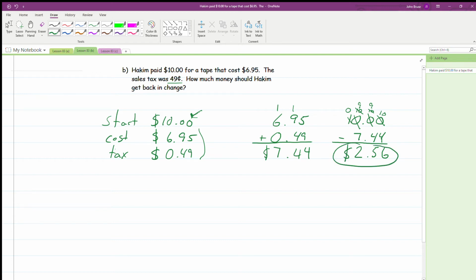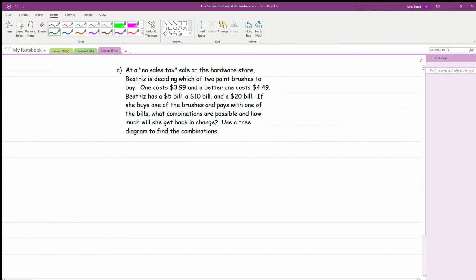Okay, we have one more for you. This is C. Don't be intimidated. I know this is a really big one, but I'm going to walk you through it. It's not as bad as it looks. At a no sales tax sale at the hardware store, Beatrice is deciding which of 2 paintbrushes to buy. One costs $3.99, so we have a $3.99 brush.